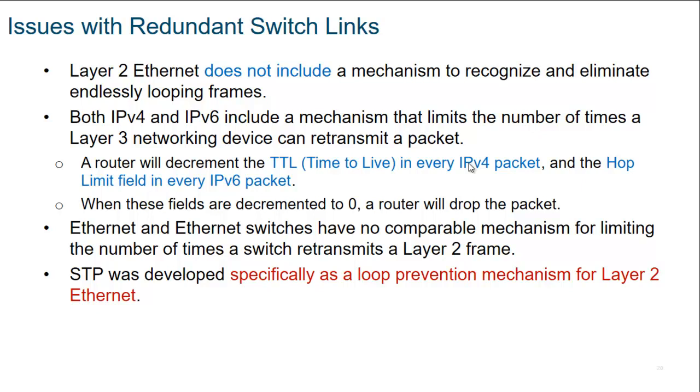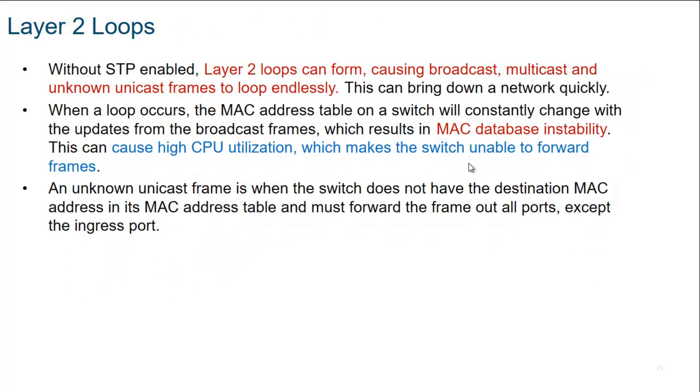STP was developed specifically as a loop prevention mechanism for Layer 2 Ethernet. Without STP enabled, Layer 2 loops can form, causing broadcast, multicast, and unknown unicast frames to loop endlessly. This can bring down a network quickly. When a loop occurs, the MAC address table on a switch will constantly change with the updates from the broadcast frames, which results in MAC database instability. This can cause high CPU utilization, which makes the switch unable to forward frames.